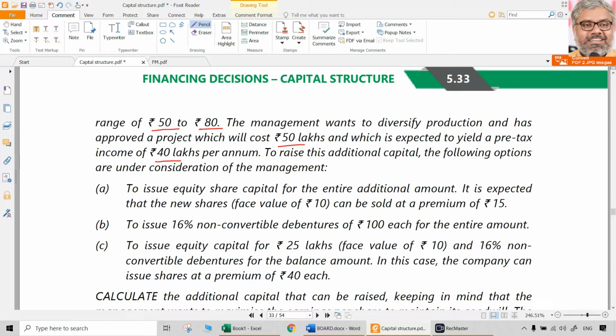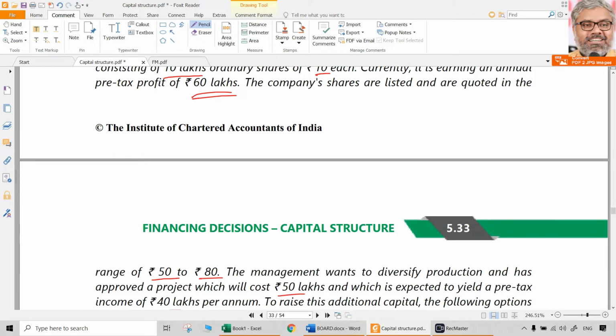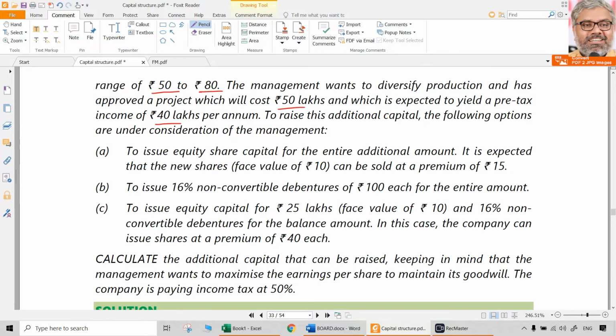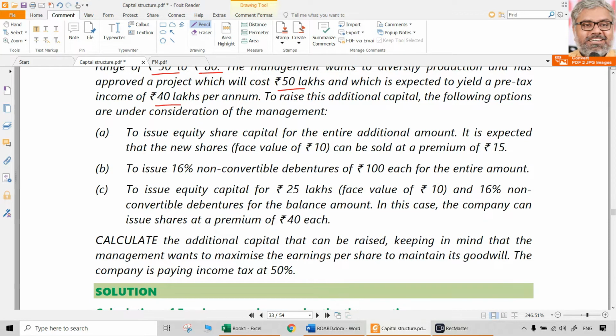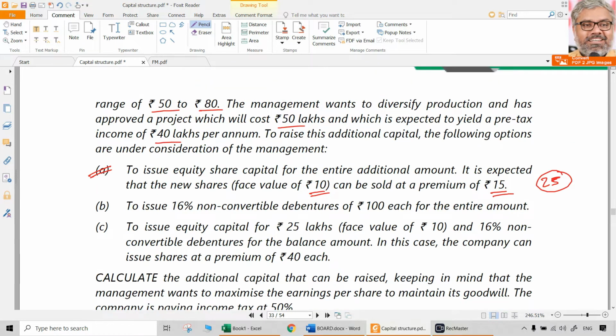To raise this additional capital, the following options are under consideration of the management. As usual, more or less always the question will be the same. The company wants some financing. It will go for different options or alternatives. Then one of the alternatives is to be chosen or the indifference point has to be calculated, whatever is asked in the question. Now, what are the options here? First option is to issue equity share capital for the entire additional amount. It is expected that new shares of face value 10 can be sold at a premium of 15 rupees. Read it carefully. Premium of 15 rupees means the issue price is 25 rupees, not 15 rupees.